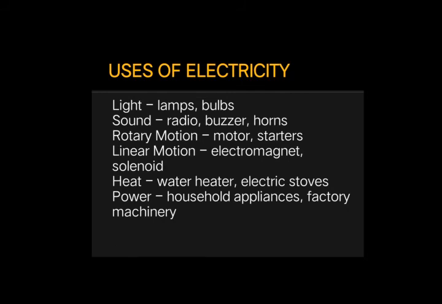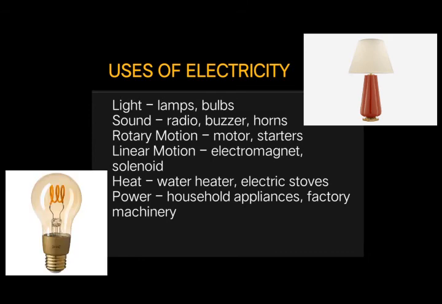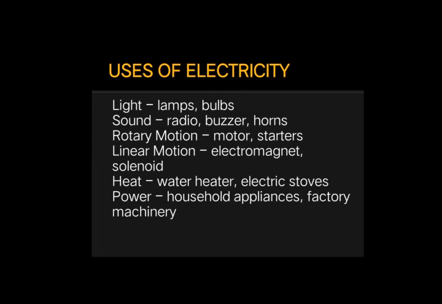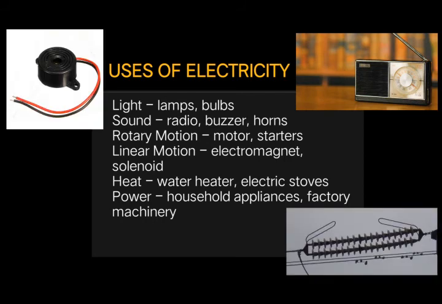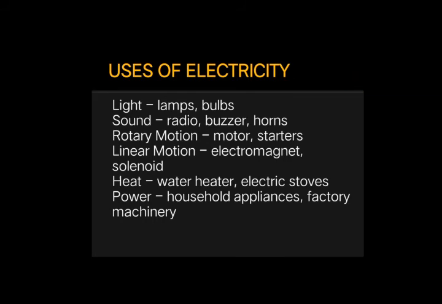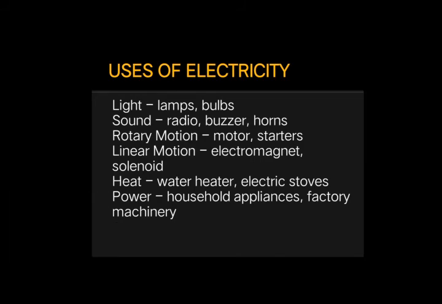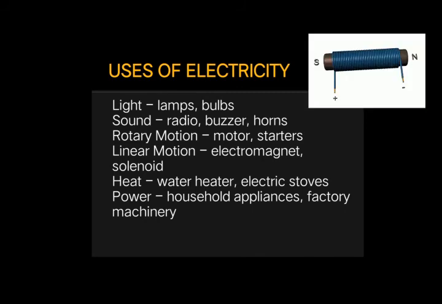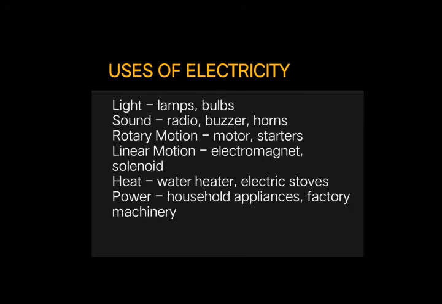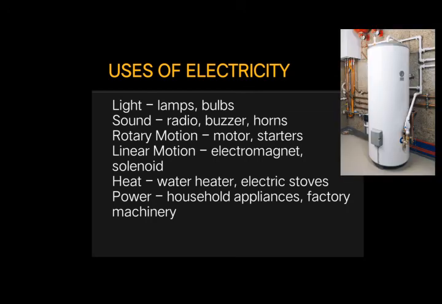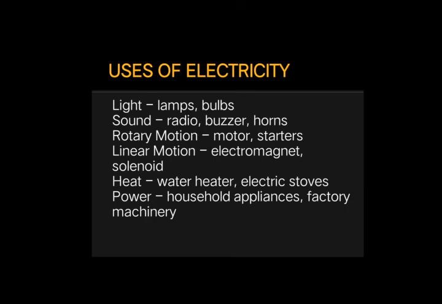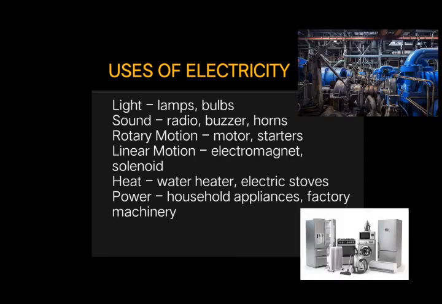Uses of electricity. First, light. It involves lamps and bulbs. Second, sound. It involves radio, buzzer, and horns. Third, rotary motion. It involves motors and starters. Fourth, linear motion. It involves electromagnet and solenoid. Fifth, heat. It involves water heater and electric tubes. And lastly, power. It involves household appliances and factory machinery.